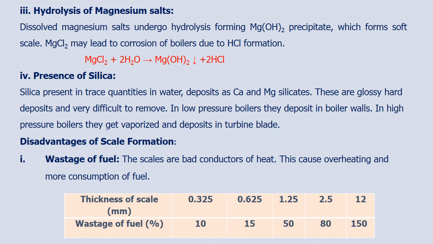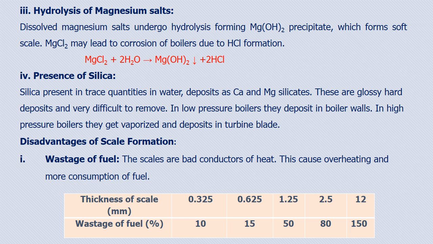Disadvantages of scale formation. What are the disadvantages of scale formation? As we saw in sludge, here also there is wastage of fuel. There the wastage of fuel is at a lower level, but here the wastage of fuel is at a higher level because heat conduction is blocked by the deposit inside the boiler. Outside we are heating the metal container, but the inner part is covered with a bad conductor, so heat transfer is not happening properly. So it leads to more consumption of fuel. We have to supply more heat so that we can produce the required amount of pressurized steam.